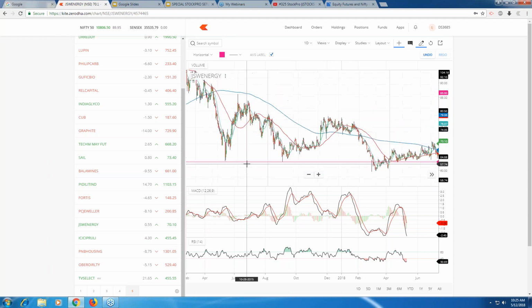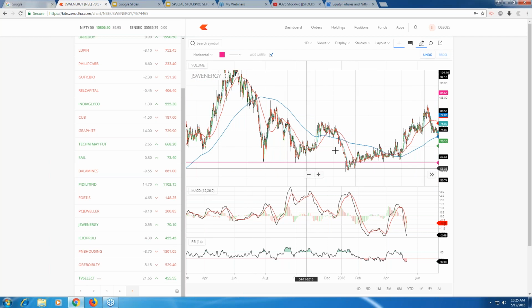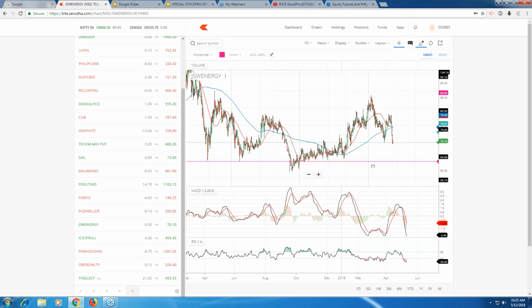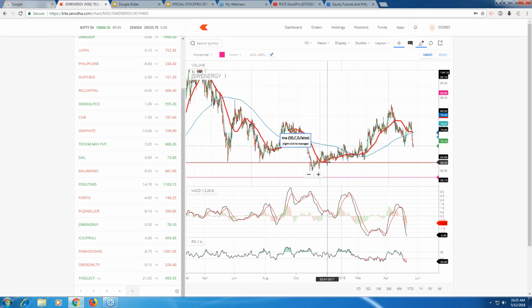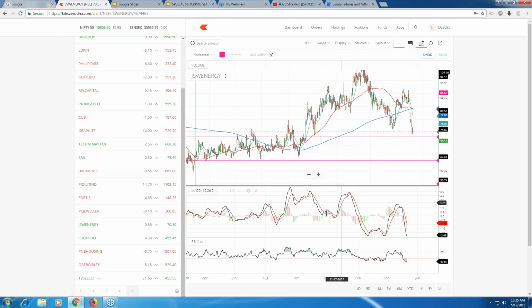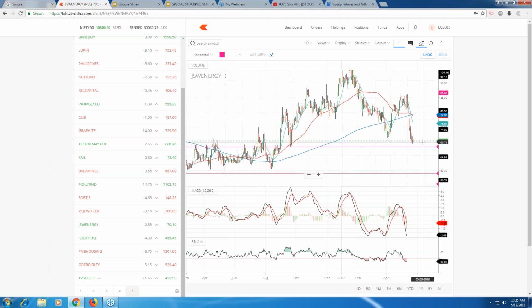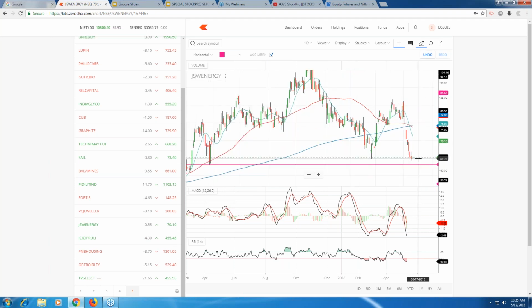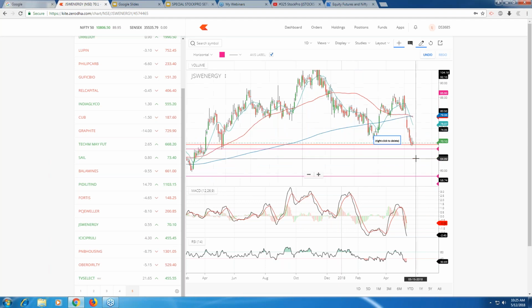Okay, so the massive support zone for JSW Energy is at this level where I have marked, 59.3 or something like that. This is where a massive support comes. The next support level that you can see is at this point, which is 68. Right now it's at 74, or before it has broken this, it's on this level as well, another support level, which is 64. It may take a bounce from here depending upon what happens in the next few days.